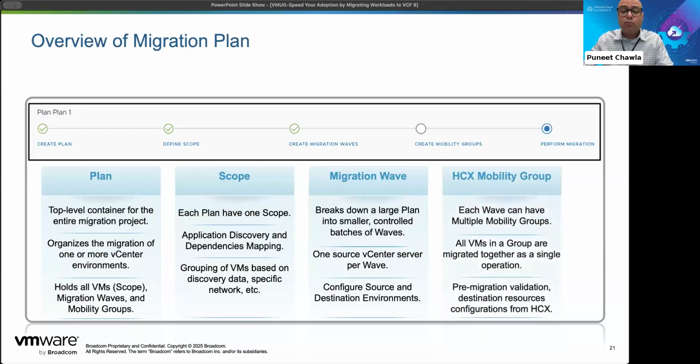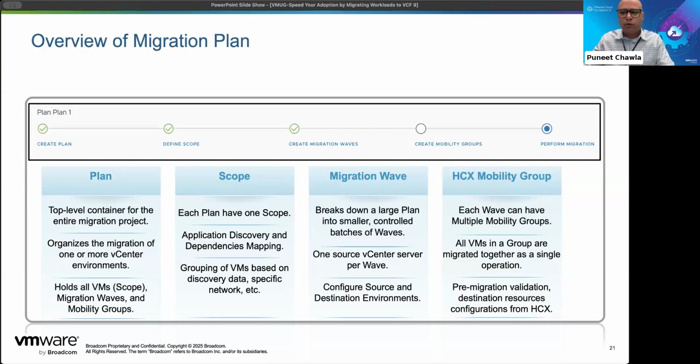And last but not least, it's the mobility group. This is an HCX construct, and we'll be creating the mobility group as part of this process from the VCF operations. One wave can have multiple mobility groups. Mobility group is where you're going to define that maybe I would like to move these two applications first. This is the network I would like to use. This is the destination compute folder and whatnot, or storage, where these virtual machines, these applications are going to land. So all that will get defined in the mobility group.